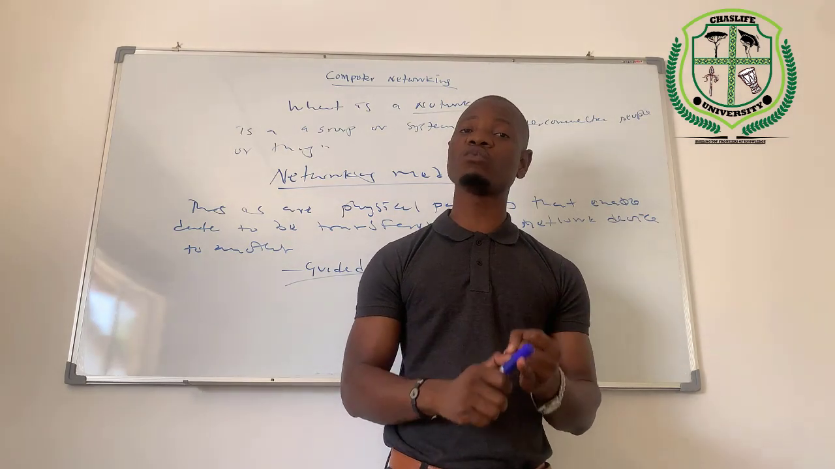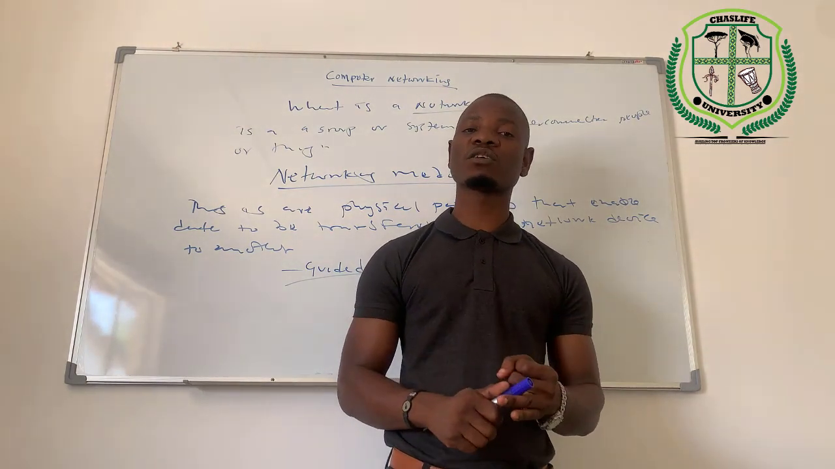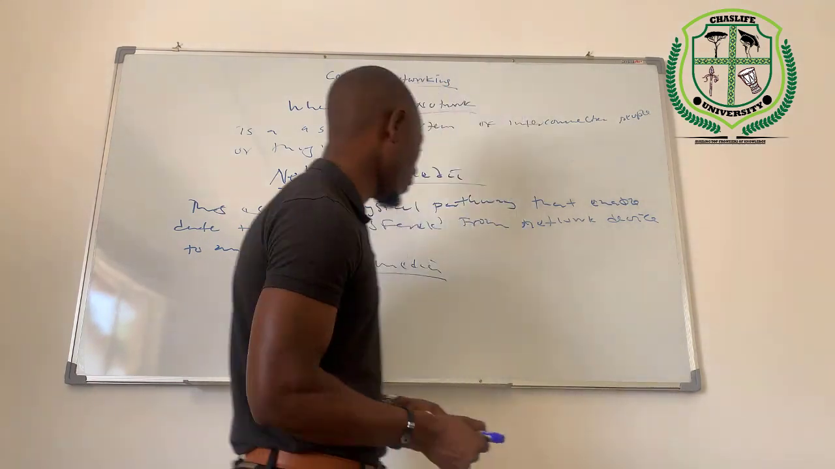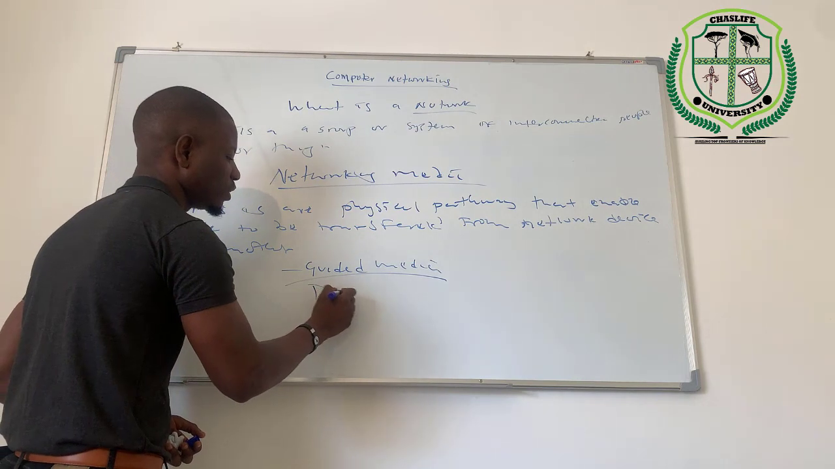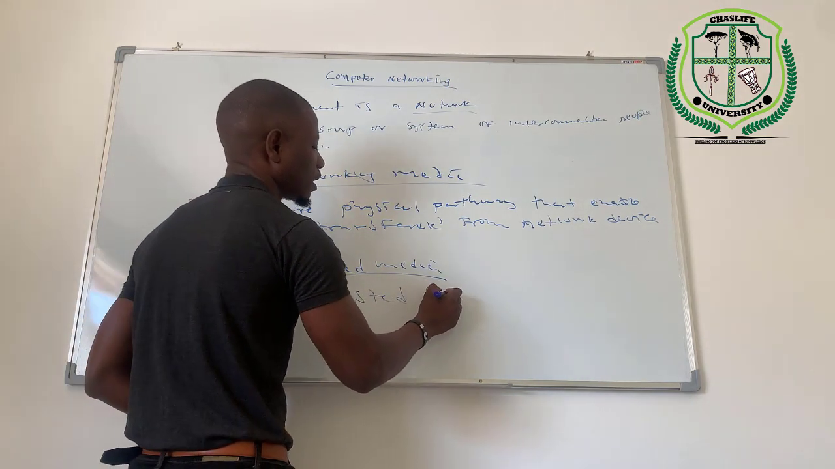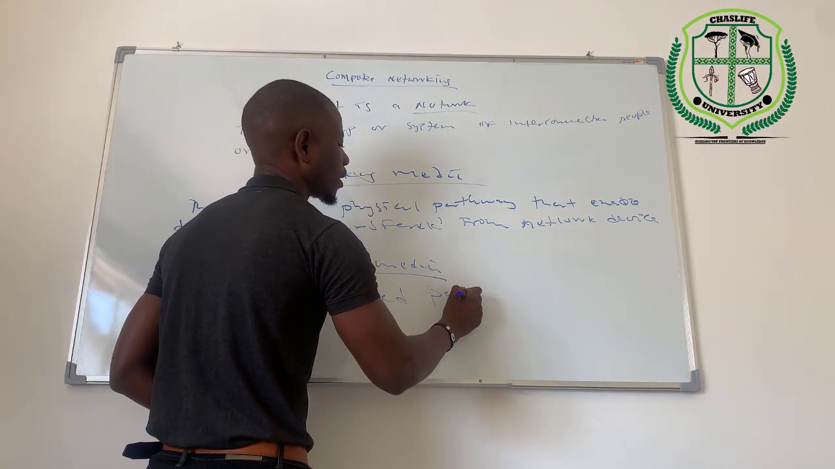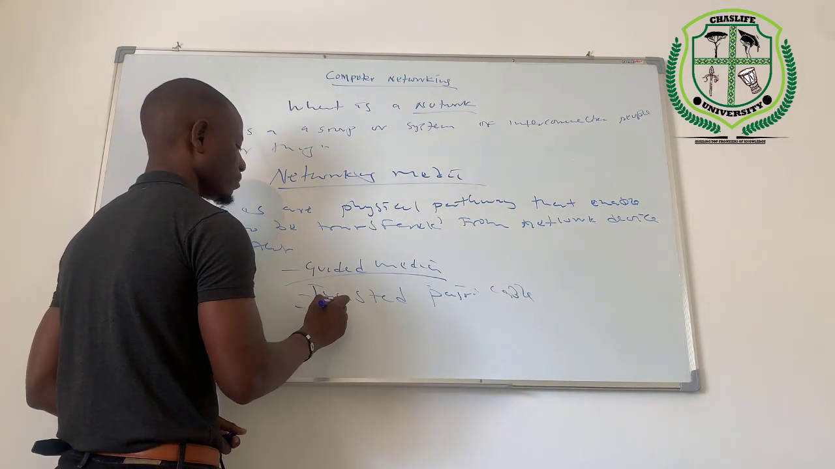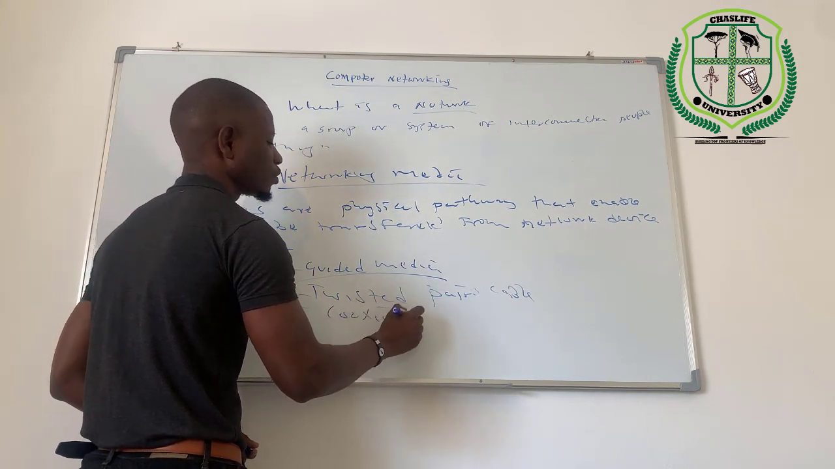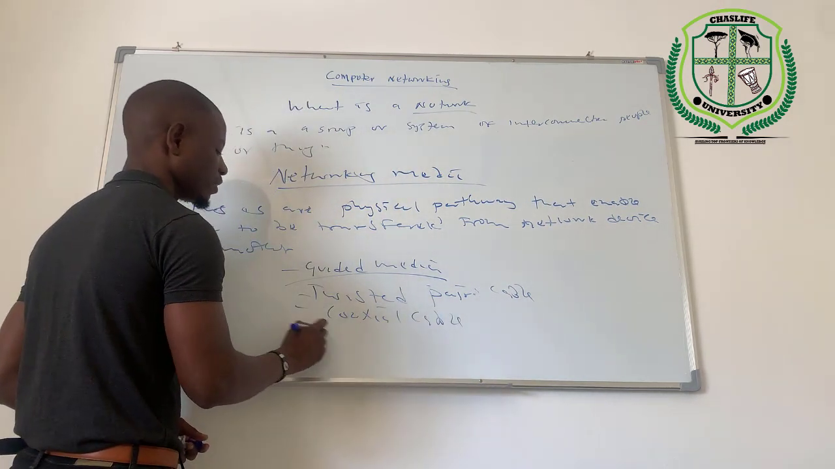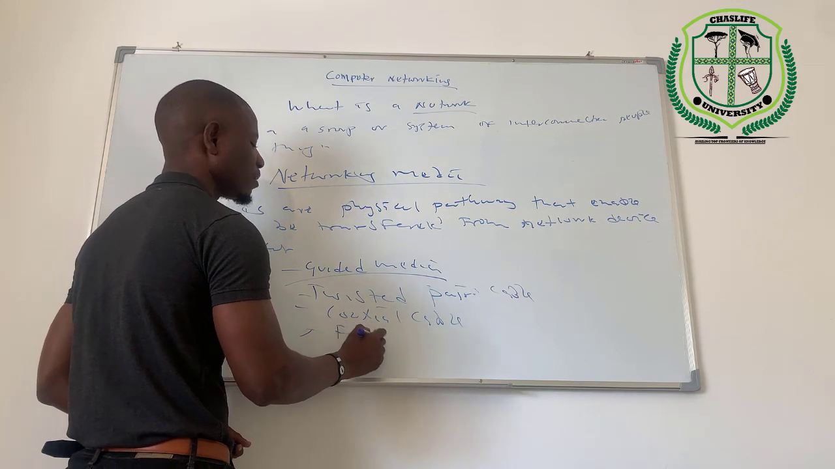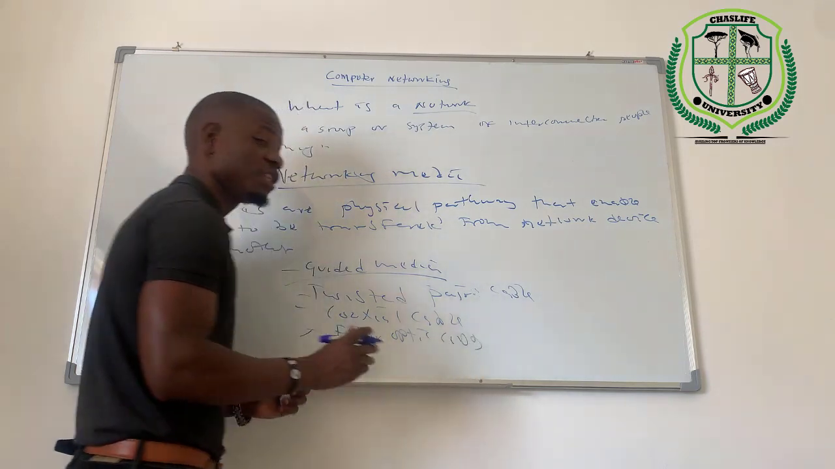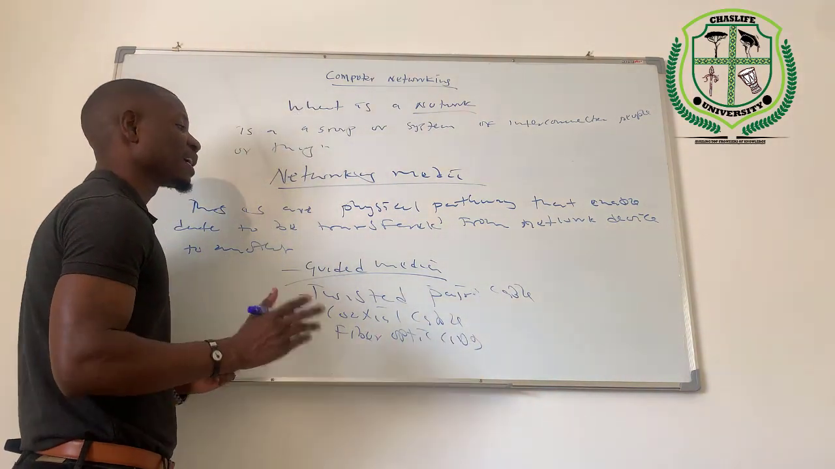So we have talked about the common examples of guided media. We have talked about the twisted pair cables, the coaxial cable, and also the fiber optic cables. So these are common examples of guided media.